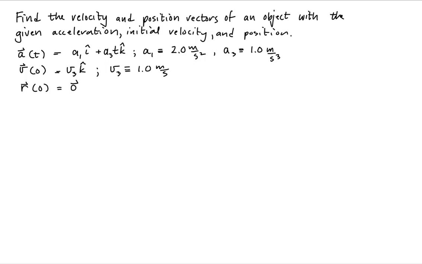To begin, let's recognize that this is a two-dimensional motion problem. Our object is moving in the x and z planes. That's apparent from the components of the vectors they've given us. The acceleration vector is only in the x and z plane. The velocity vector is only along the z-axis. So we could treat this as a two-dimensional motion problem.